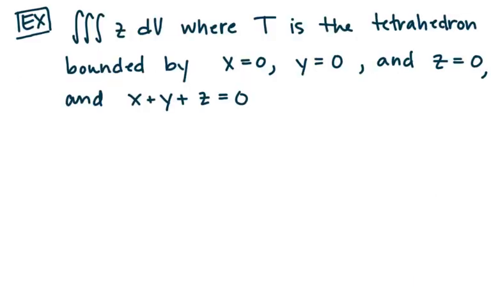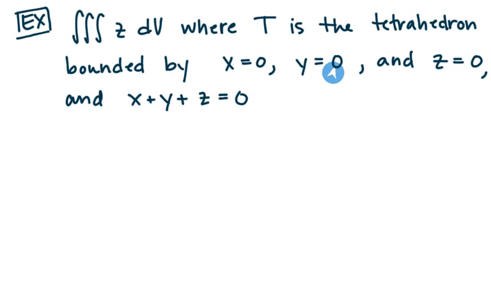Now let's look at an example where we set this up and evaluate. We have the triple integral of z integrated with respect to three variables, x, y, and z, which gives us volume. And we have this tetrahedron, T, creating our solid. Our solid that we're trying to find the volume of is this tetrahedron. It's bounded by three planes, x equals 0, y equals 0, and z equals 0, as well as this plane, x plus y plus z equals 0.